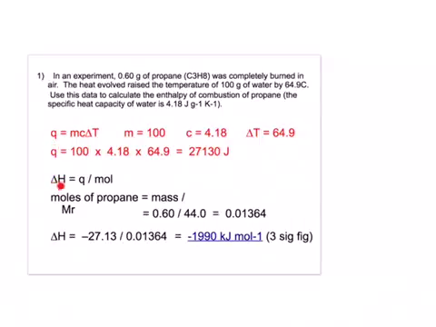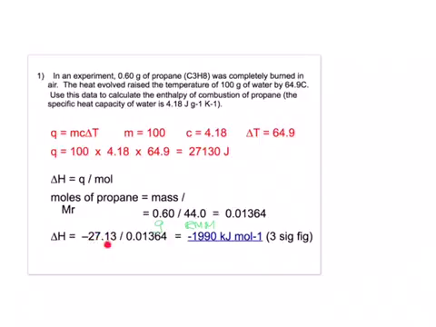Delta H now takes into account how many moles of fuel I have used, and this is where this 0.60 grams quantity is going to come into use. So first of all, I work out the moles of propane. How do I work out the moles of propane? The normal way: I divide the grams of the propane by the relative molecular mass of propane, and this gives me a figure of 0.01364. I then take again this equation over here and substitute the values in.